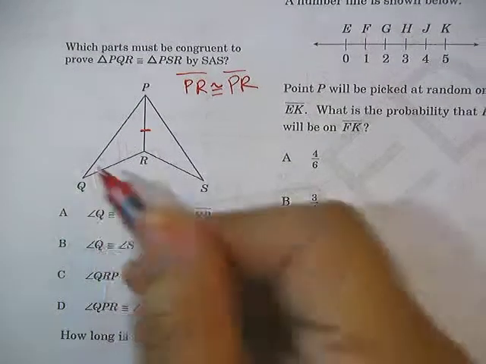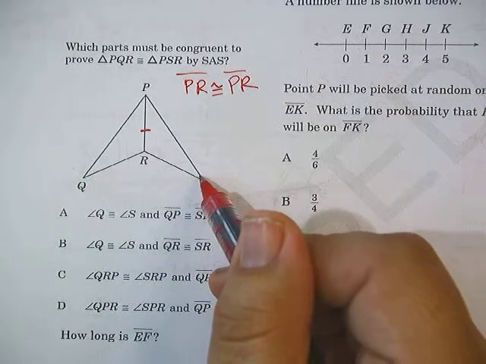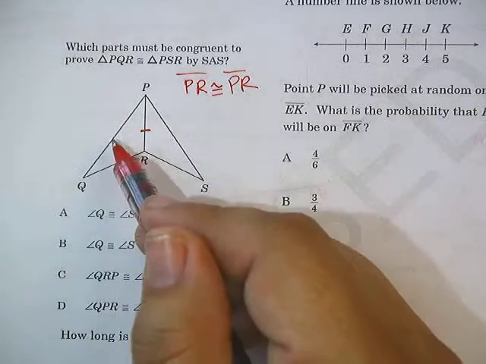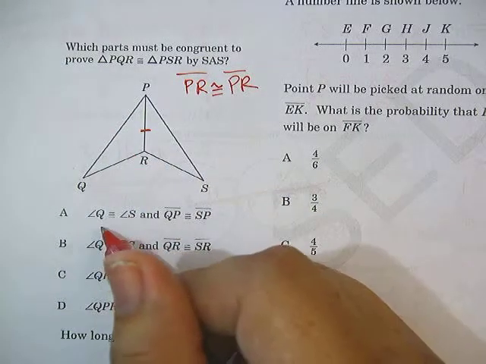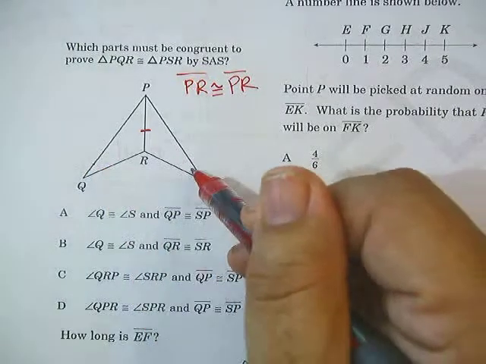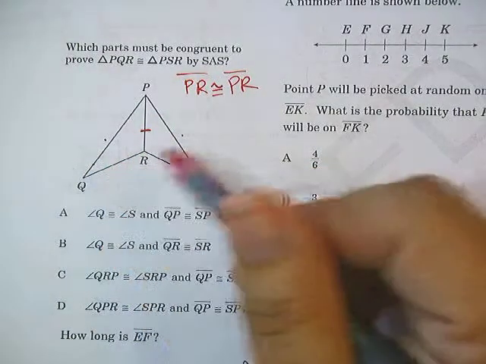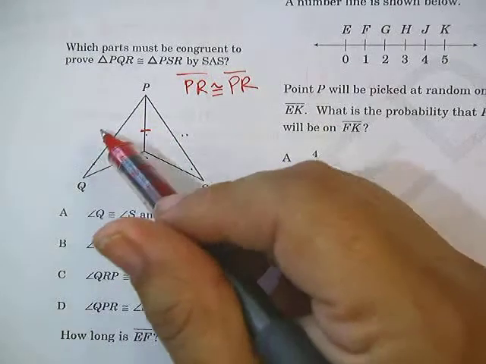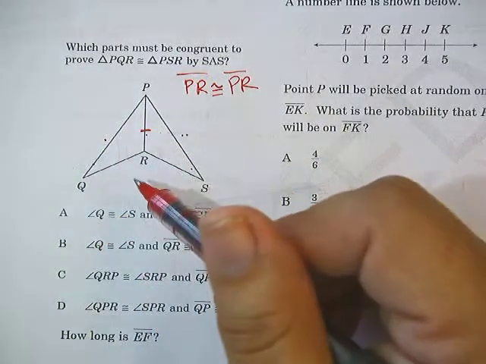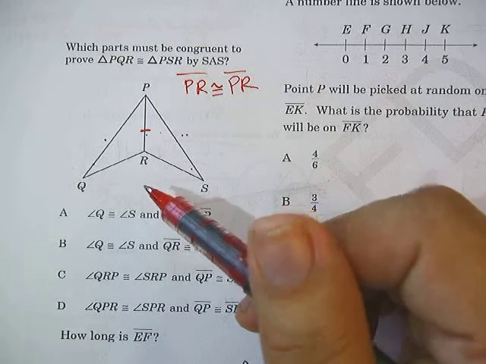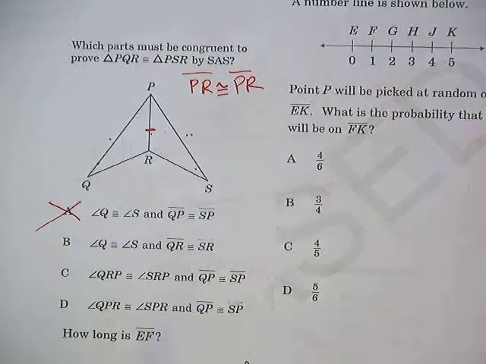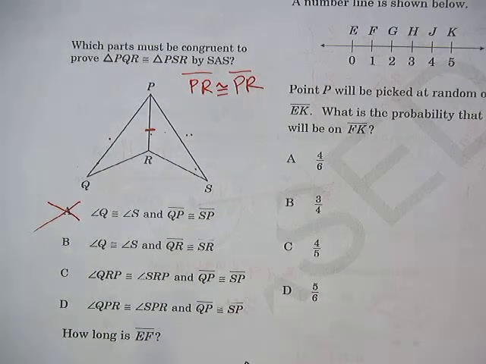So let's see, angle Q to angle S and QP. So if we're looking at this one, angle Q to angle S and then having this side and that side would be side, side, angle, or angle, side, side, right? That's not allowed. That's the naughty postulate. If it spells a naughty word, backward and forward, it's not a real postulate.